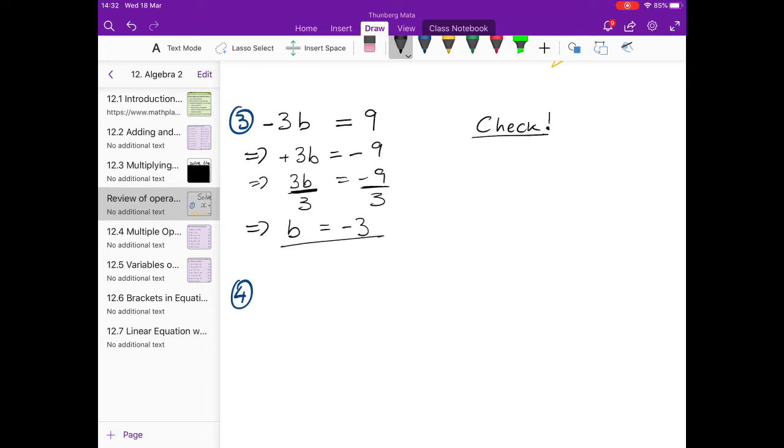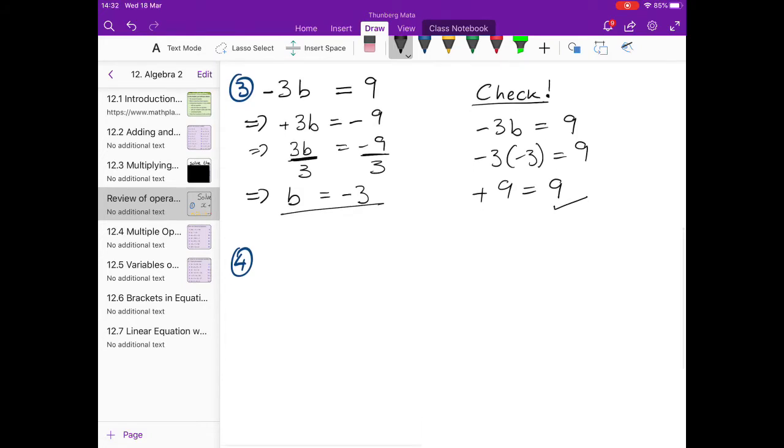So now I'll have to check that answer. I have minus 3b is equal to 9. Minus 3 times minus 3 is equal to 9. A negative number multiplied by another negative number will give me a positive number, and 3 3's are 9. So plus 9 is equal to 9. Yes, that's true, so that's perfect as well.